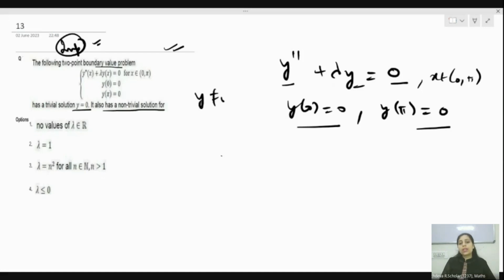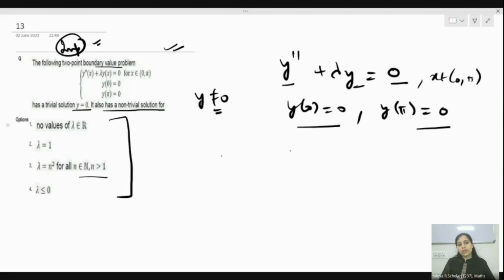That means y not equal to 0, for which lambda out of these? For no value of lambda belonging to R. For lambda equal to 1. For lambda equal to n square, n greater than 1. For lambda less than or equal to 0. So we have to discuss lambda: for which lambda can we have y not equal to 0.